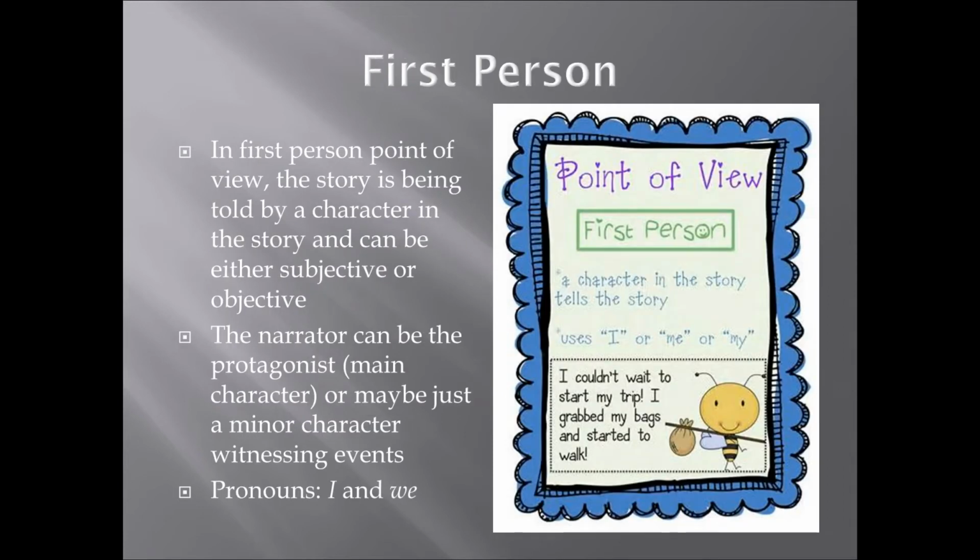In first person point of view, the story is being told by a character in the story and can be either subjective or objective. The narrator can be the protagonist, which is the main character, or maybe just a minor character witnessing events, right? The pronouns we usually use for this are I and we.